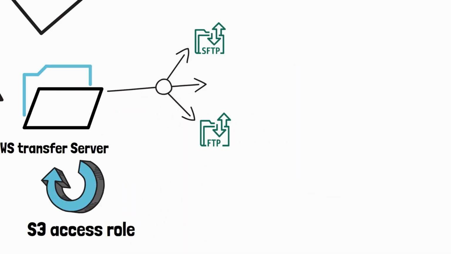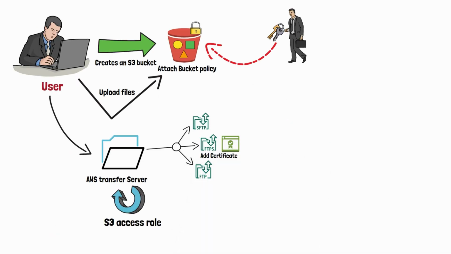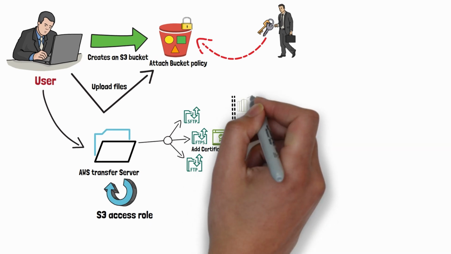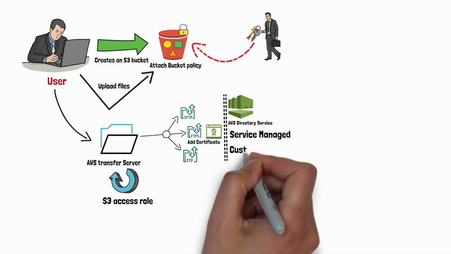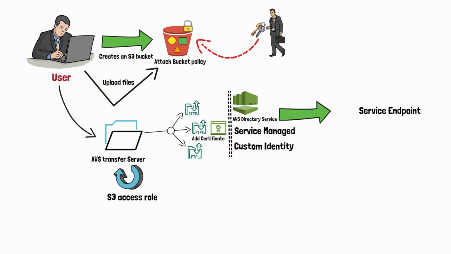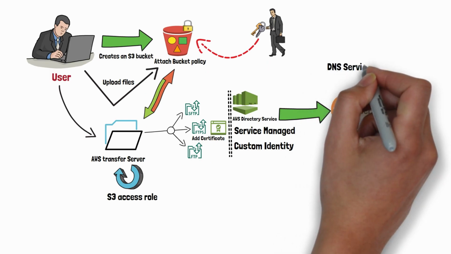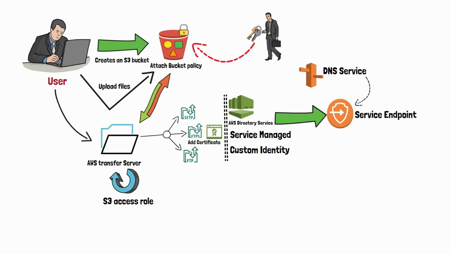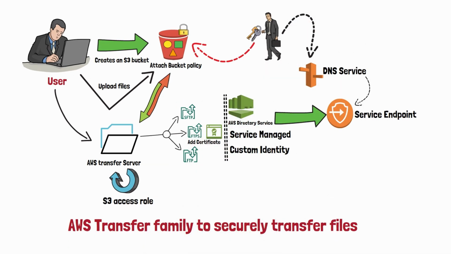And then you choose your protocol, whether you want to do it over SFTP, FTP or FTPS. If it's an FTPS protocol, then you have to attach a certificate from ACM. And then you choose your identity, whether you want to use AWS Directory Service, Service Managed Identity, or any custom identity. Then the next step would be to add a service endpoint to the service on which the SFTP service would be accessible and which would grant the access to the bucket. Optionally, you could use a DNS service like Route 53 or Cloudflare so that users can directly go to that DNS hostname and access the service.